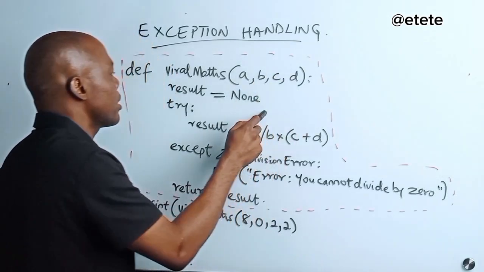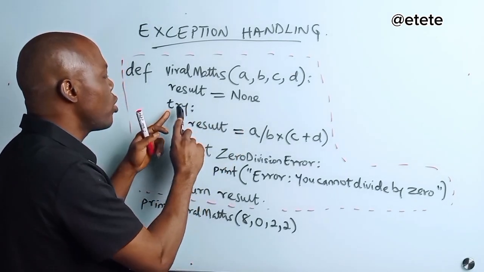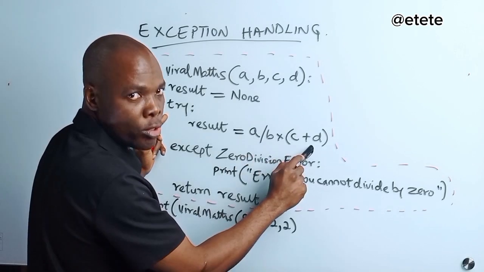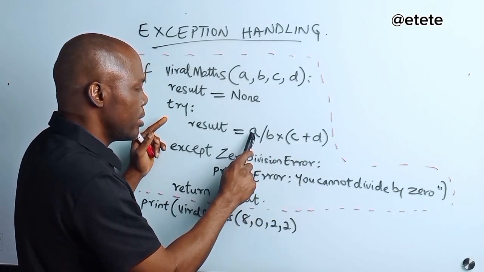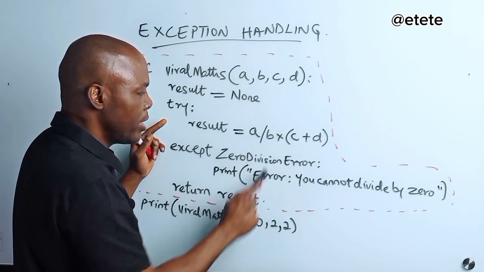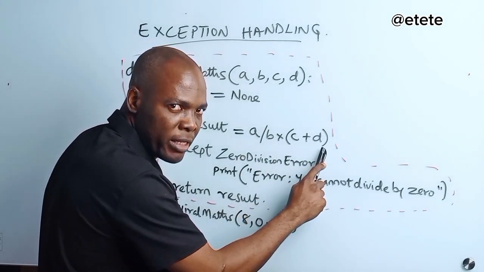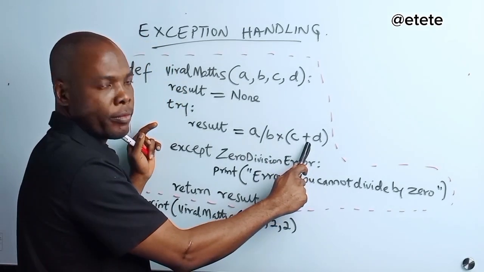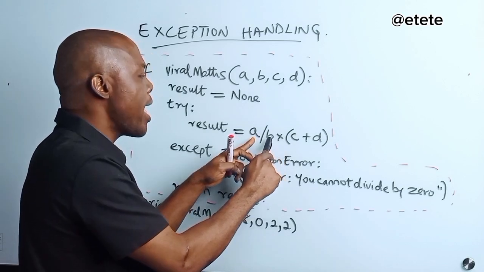Now it will come in. It will set this result to none. Now it will go into the try block. Inside this try block, it will execute this program. So what will it do? It will assign this 8 to A and 0 to B, 2 to C and 2 to D. It will carry out this mathematics. As soon as it does that, this will become 0, right? When it tries to divide, it will give you ZeroDivisionError.